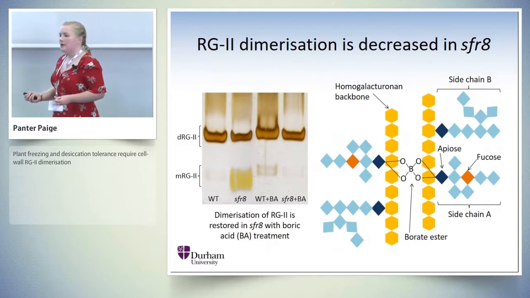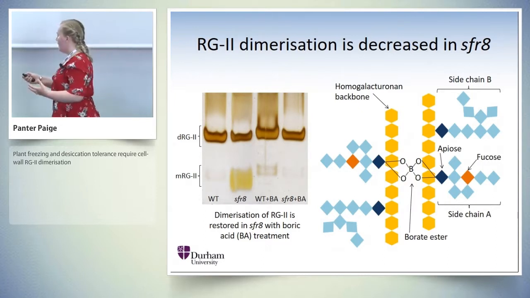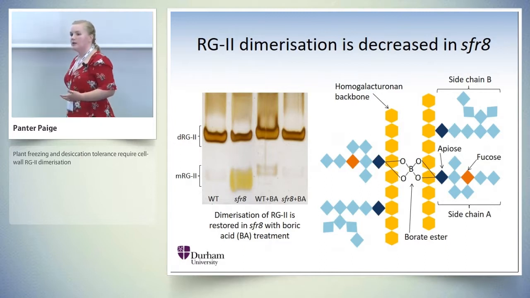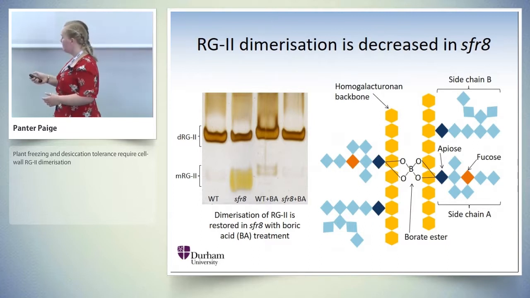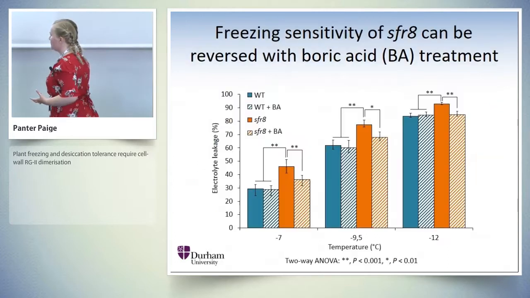Now, what we can do is supplement the plants with boric acid during growth, and this is able to reverse the phenotype of the monomer that we see in the mutant. This is because with an excess of boric acid, we're actually forcing this bond to reform. So if we know that the bond can reform if we put in extra boric acid, what happens to the freezing sensitive phenotype if we put in the excess boric acid?